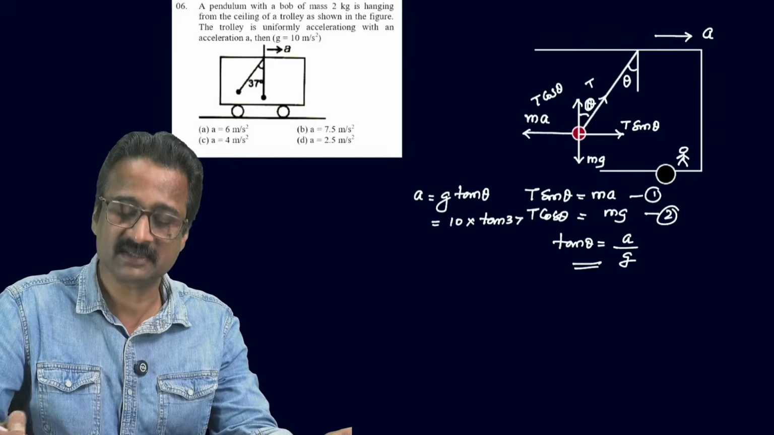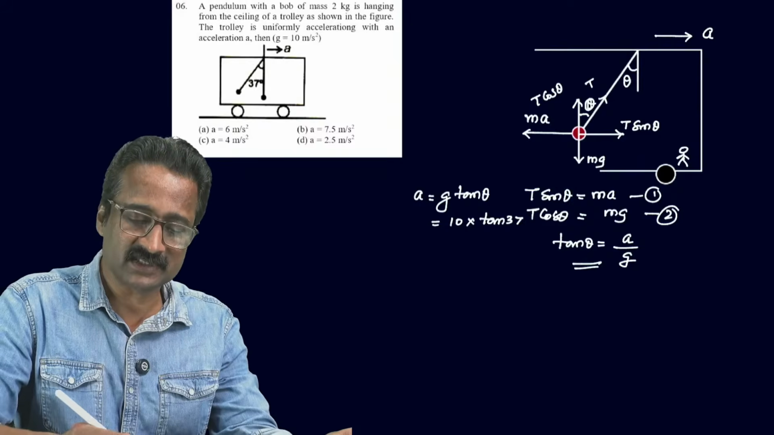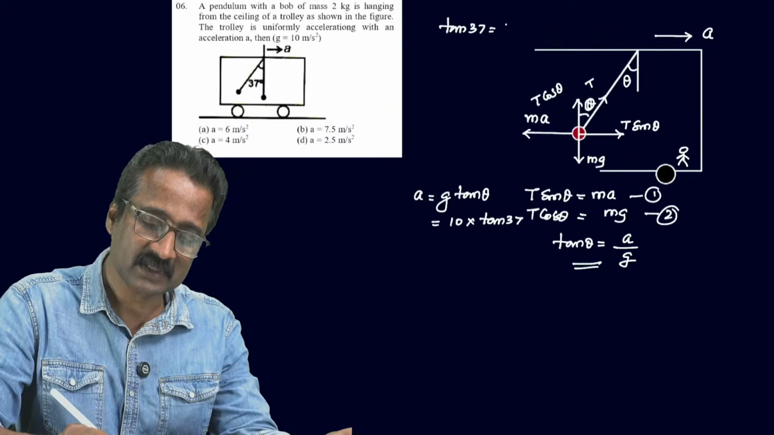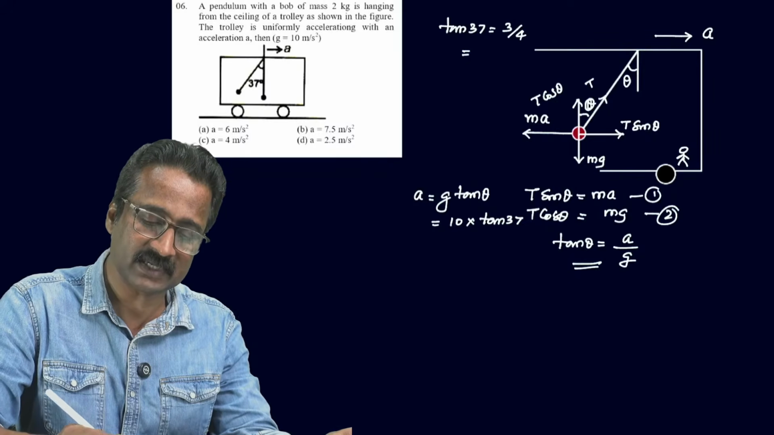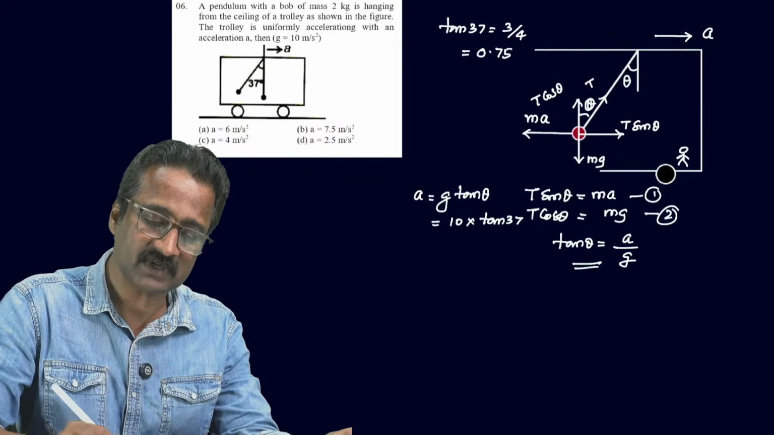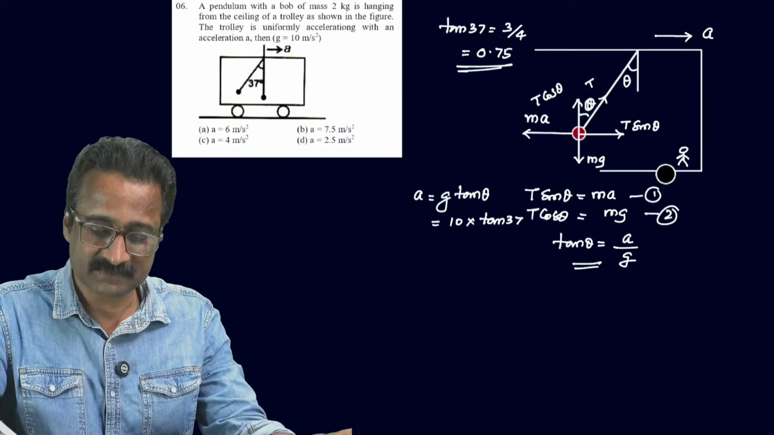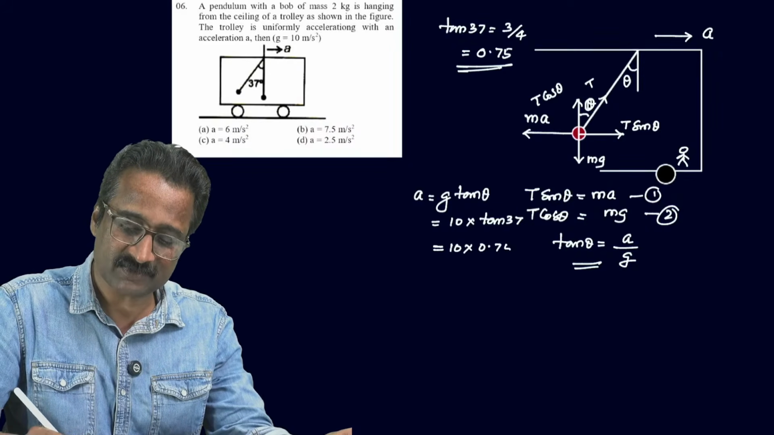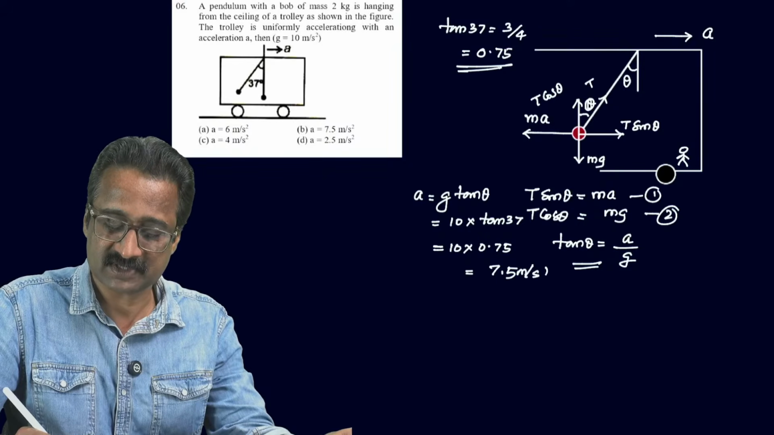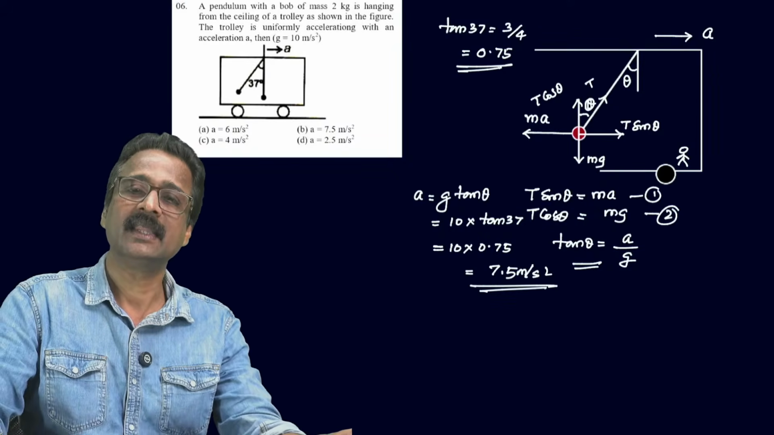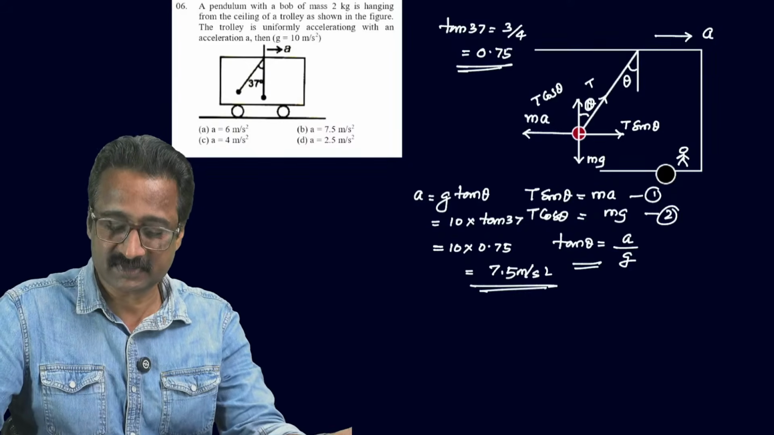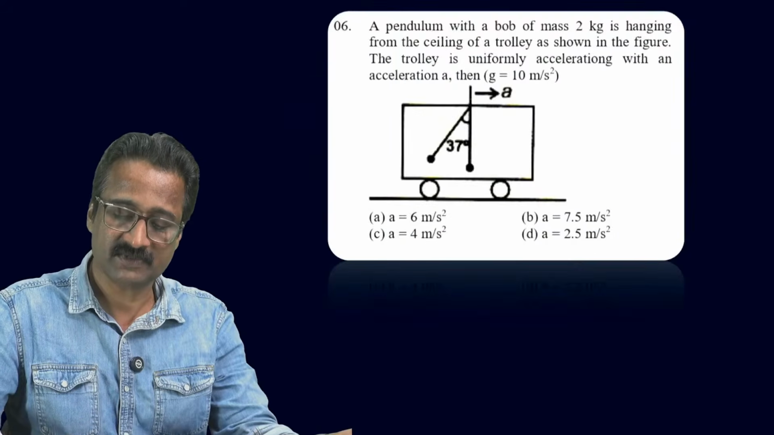So g tan 37. Now tan 37 value you must know. Tan 37 value is 3 by 4 in fraction, or I can say it is 0.75 in decimal. So the final answer comes 10 into 0.75, and the answer is 7.5 meter per second squared. That is the acceleration of the given frame. Since the angle of inclination is 37 degrees, the acceleration must be 7.5.